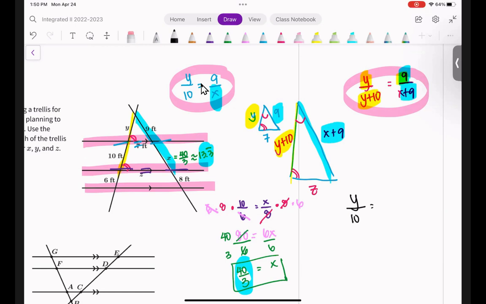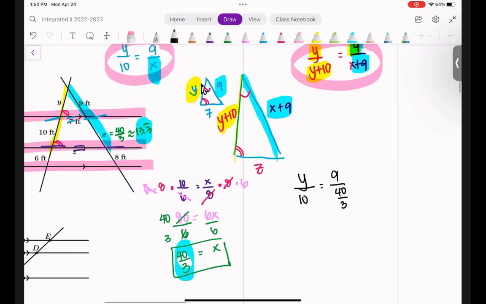So I get y over 10 equals 9 over 40 divided by 3. Don't worry about this weird looking fraction. His name is complex fraction, okay? Just so that you know. But if you remember from 6th grade, the way you get rid of dividing by a fraction is you multiply by the reciprocal. I'll do that in a second. But first I want to get rid of this 10, so I multiply both sides by 10. So I get y is equal to 90 divided by 40 over 3. So the way I get rid of that is I multiply by this guy's reciprocal, so 3 over 40.